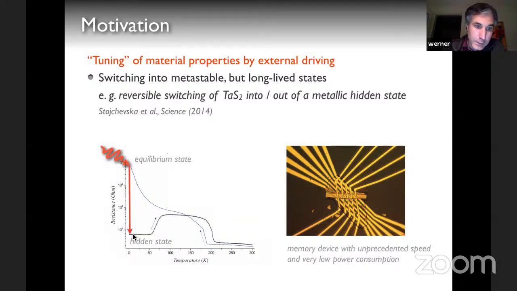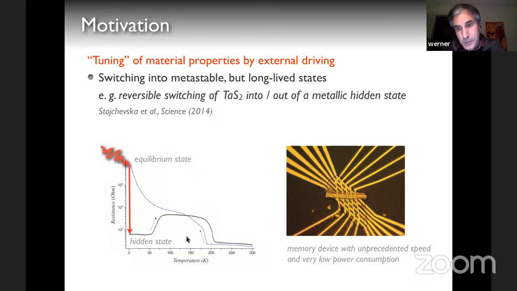And then if they apply a very short 30 femtosecond laser pulse to this material, it can be switched into this hidden state, which is metallic and with a low resistance. And then the material can be switched back to the high temperature equilibrium state by other laser pulses or by heating. And this cycle can be repeated many times.